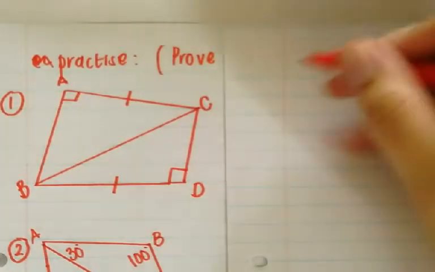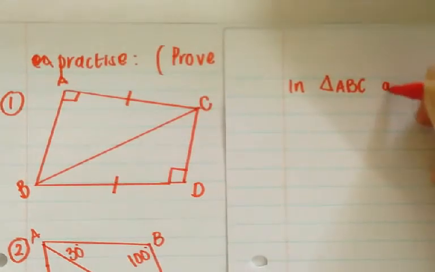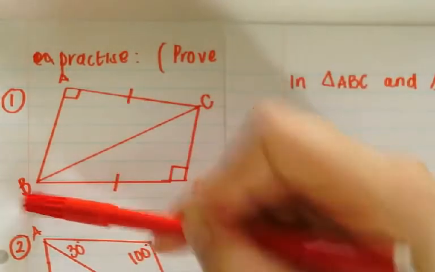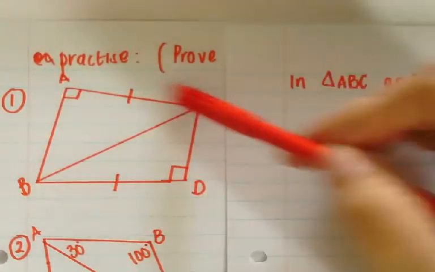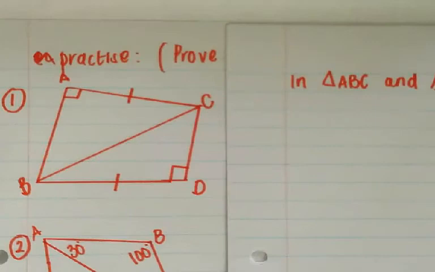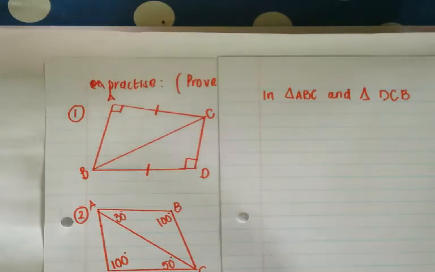Okay, so number one, in triangle ABC, D matches A, C matches B, and B matches C. Because AB has no line, DC is my next line. And then AC has the one line and DB has the one line. So you may need to be very careful with that naming. So triangle ABC and triangle DCB.